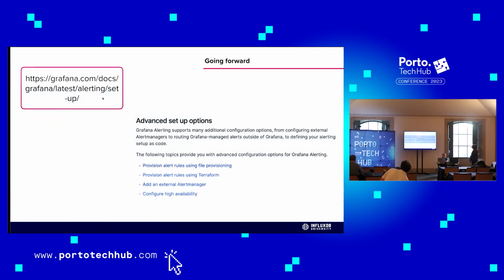And skip on with these a little bit. And then, of course, there's plenty of other options. You can set up quite a lot of automation for your alerting process, and you can set up alerting rules using Terraform, and external alert managers as well, all through Grafana.